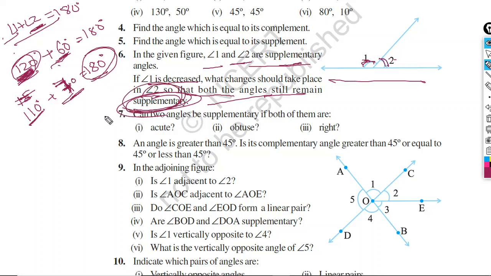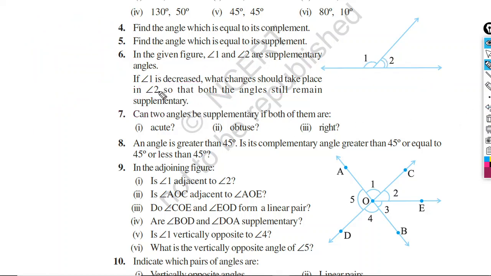Okay, so what we see, if we are decreasing angle 1, then we have to increase angle 2. So let's move to the question now. If angle 1 is decreased, what change should take place in angle 2? So we will write, if angle 1 decreases, we have to increase angle 2 in the same measure. That means if we decrease angle 1 by 10 degrees, we have to increase angle 2 by 10 degrees also, so that both the angles remain supplementary. Okay. Now question number 7.